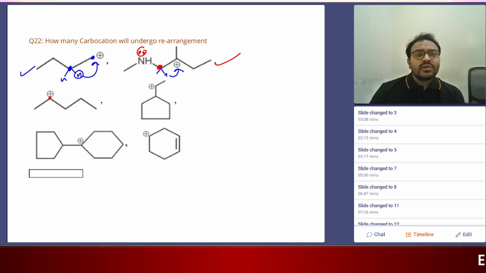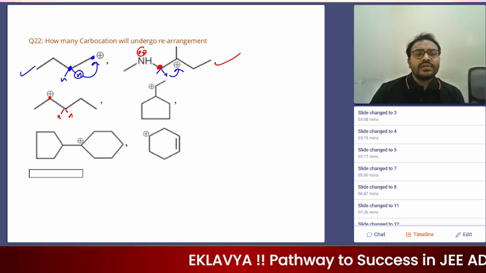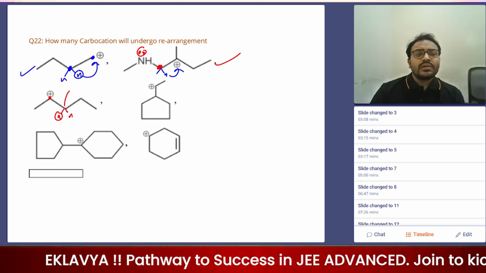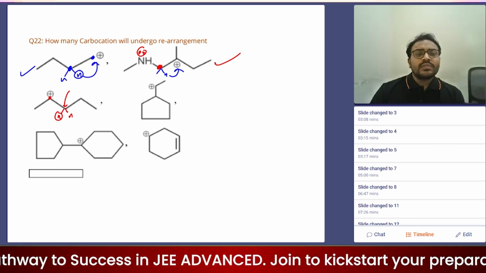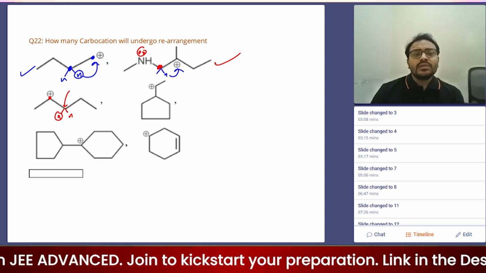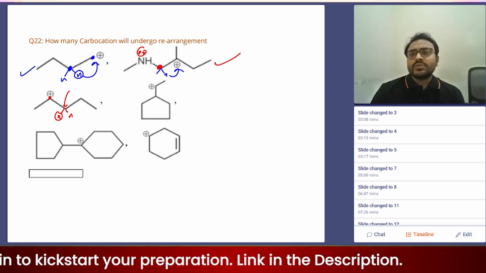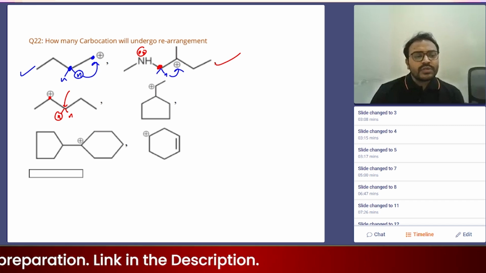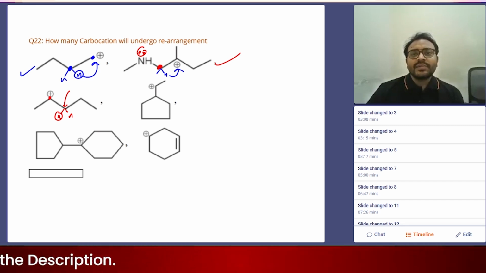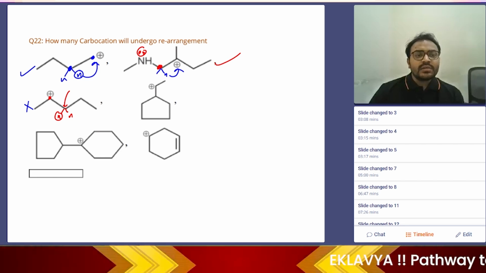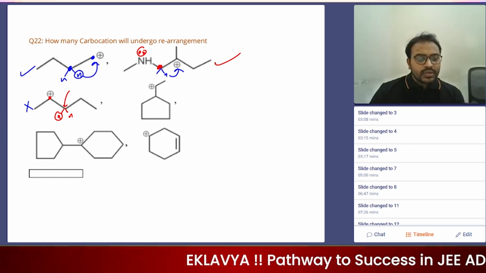Third one is already 2 degree carbocation. Suppose if we shift this carbocation on this carbon, again it becomes 2 degree. So there is no scope of the rearrangement, because again we are getting the same degree of carbocation. So no rearrangement in this carbocation. Okay.